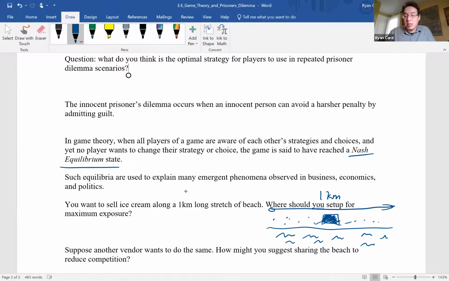But let's say your decision depends on other people's decision as well. Let's say there's another ice cream vendor who wants to do the same thing. So they want to build an ice cream store somewhere along the beach, and you also want to build an ice cream vendor somewhere along this 1 kilometer stretch. So there's two of you. Where do you think you should build it to be cooperative, to split the profits and be an even playing field? Try to come up with a proposal you might make to the other ice cream vendor where you should build so that we can split nicely.